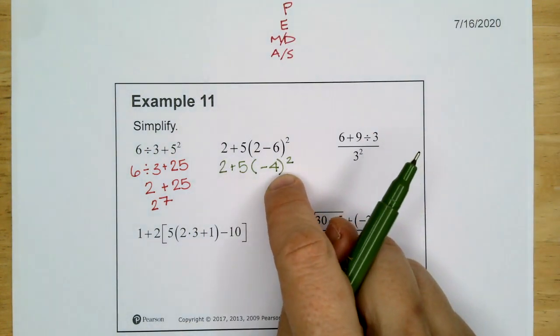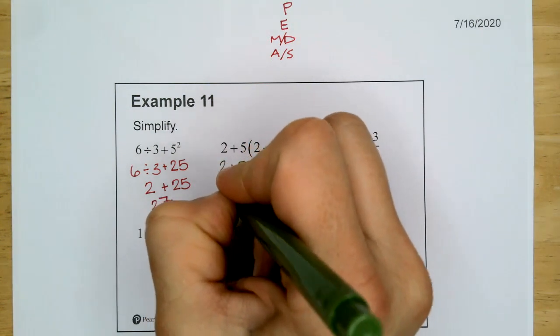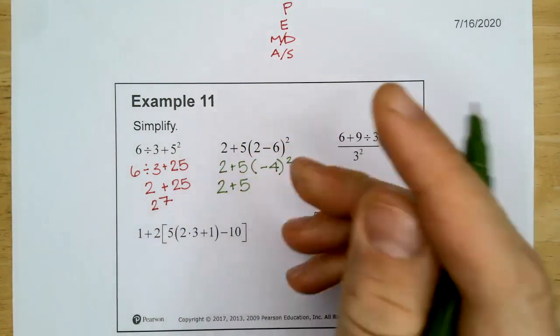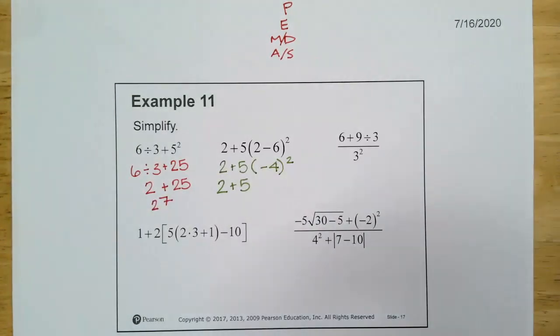So that's the end of my parentheses. Negative 4 squared is my exponent. So I'm going to say 2 plus 5 times, what's negative 4 squared? Remember to include your parentheses or else you will get the wrong answer. So with the parentheses, I get a positive 16.